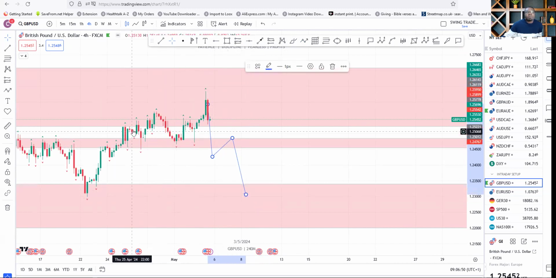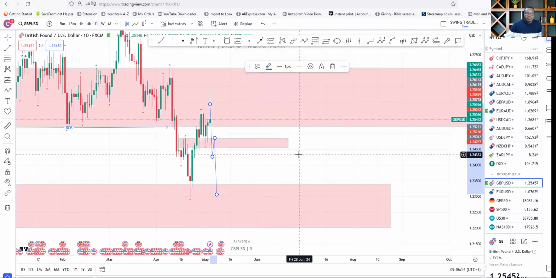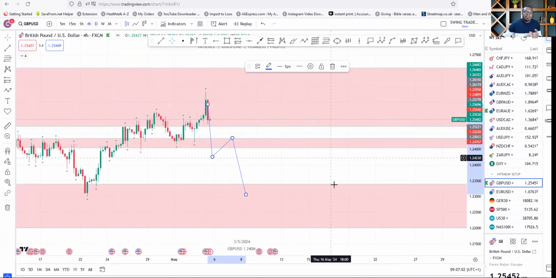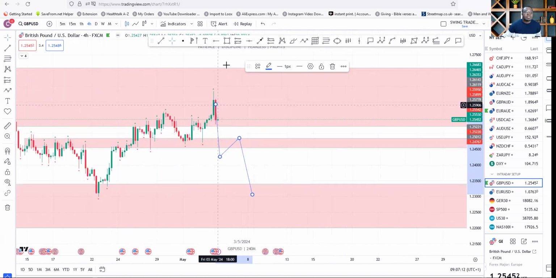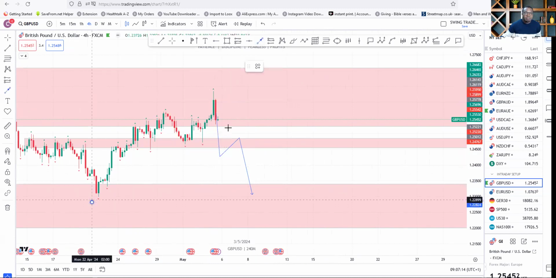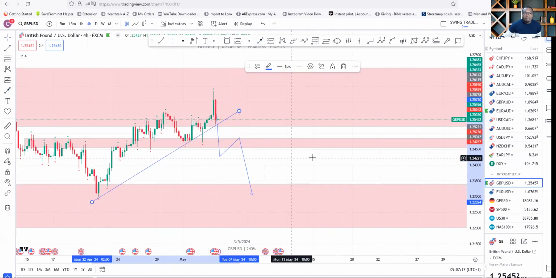Now, the weekly looks bearish and the daily looks bearish. You see, there's a strong break of structure on the daily. So the daily is bearish, the weekly is bearish. But for the 4-hour to agree with the daily and weekly, you need a change of character on the 4-hour time frame. At the moment, the market on the 4-hour is still bullish. You can see that, we're just putting that trend line. The market is still bullish.